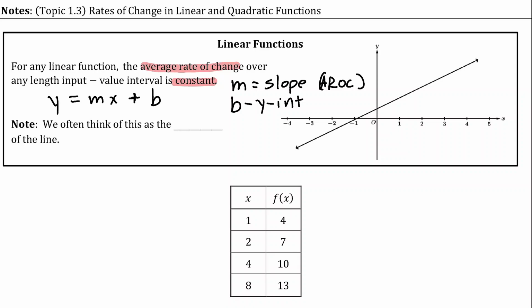We often think of this as the slope of the line. So when we think about rate of change, you should think about it like the slope.